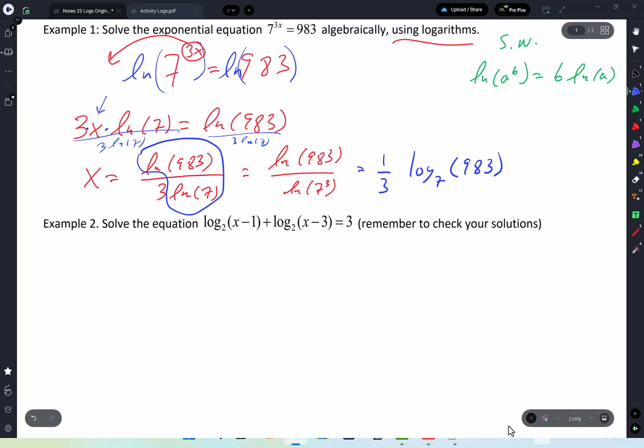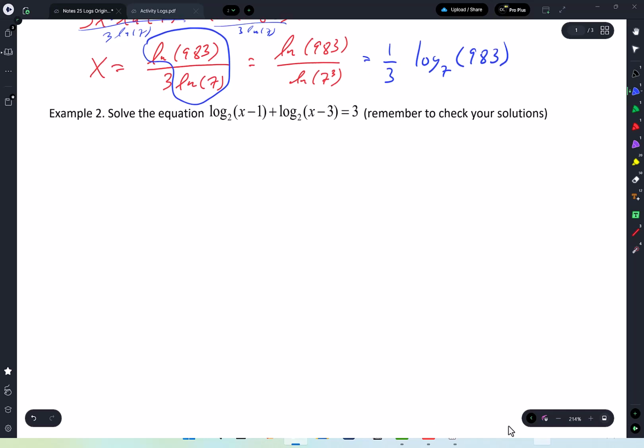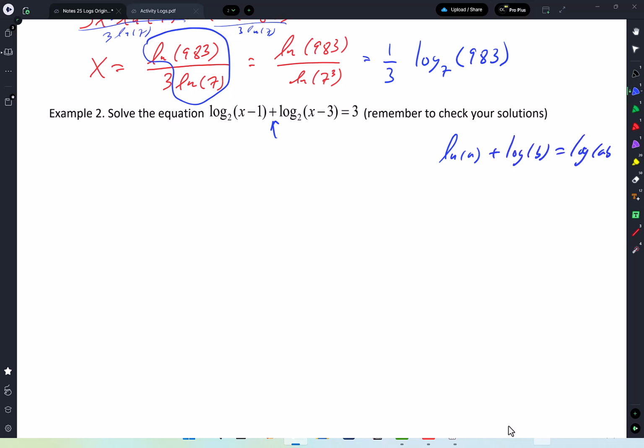Okay. All right, guys. Example 2. Solve the equation. So what we want is to solve for x. So we have a plus in the middle. We have equals 3. So the way to do this is you want 1 log, not 2. So there's a plus in the middle. I'm going to be using this property. Log A plus log B equals log of AB. This is called the product property for logs. Is that cool? All right, here we go, guys.